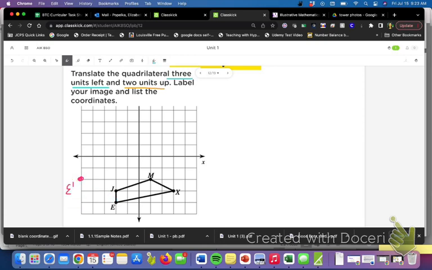Then I need to do the same thing with J. So 1, 2, 3 units to the left. And then I'm going to go 1, 2 units up. So my new J is going to be my J prime. So there's my J prime. Then I made that same move with my X prime. And finally, the M. So remember, each of those needs that little tick mark in order to demonstrate that they have all been moved.